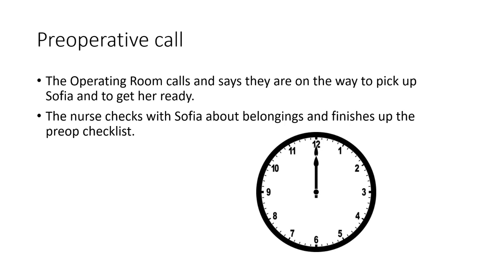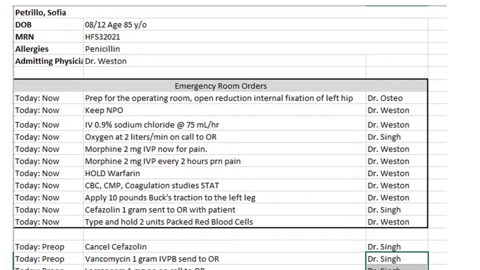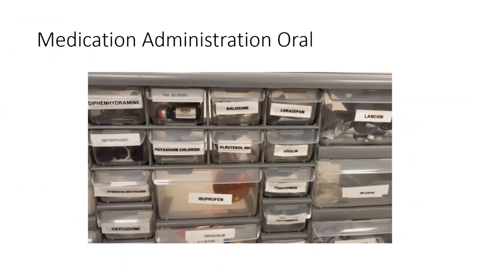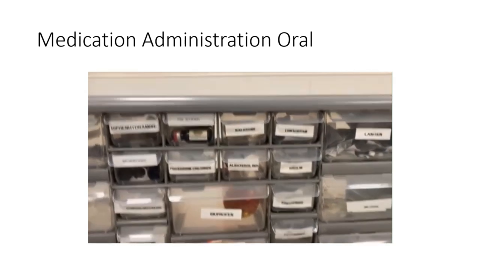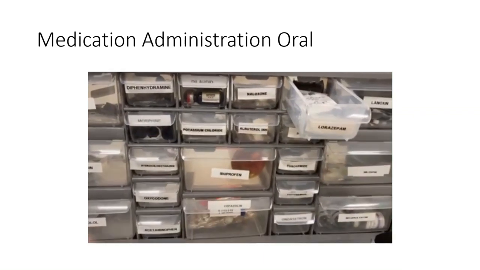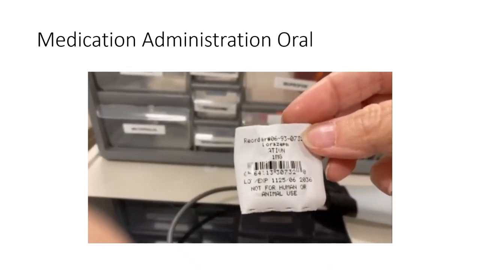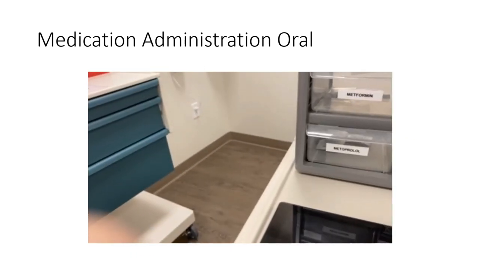Now the nurse finishes up the pre-op checklist. Here are the orders, and you have access to these in the chart. The nurse is going to get the medication. She's first getting the oral medication. She's double checked it with the chart. She double checked it with the orders. And so there you go.